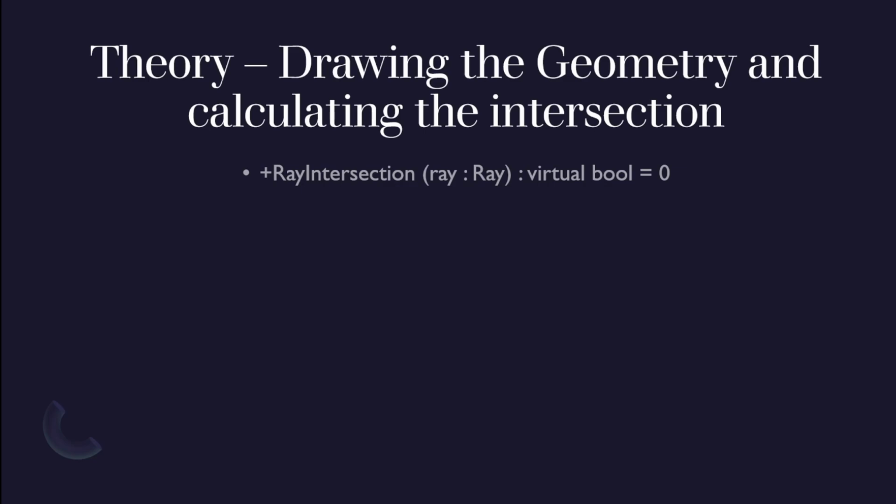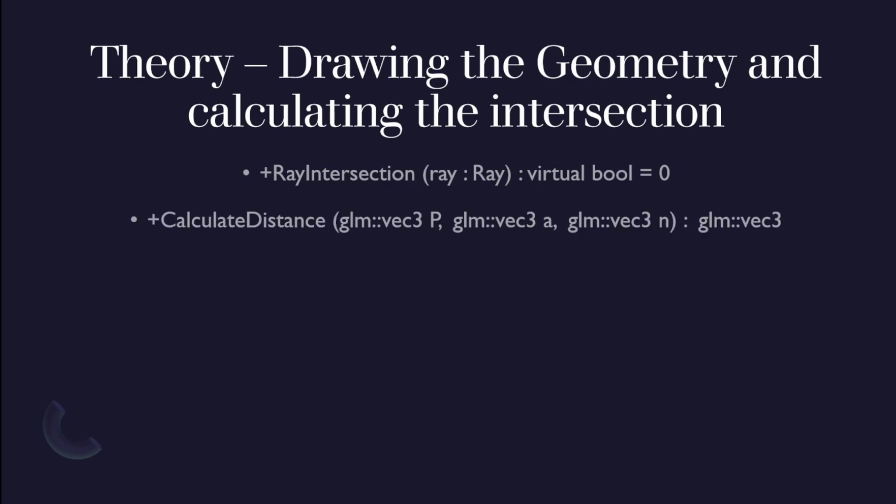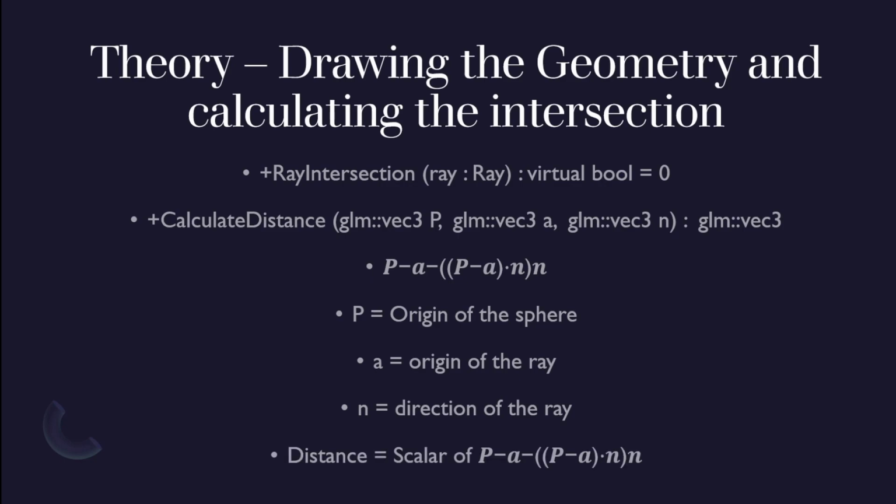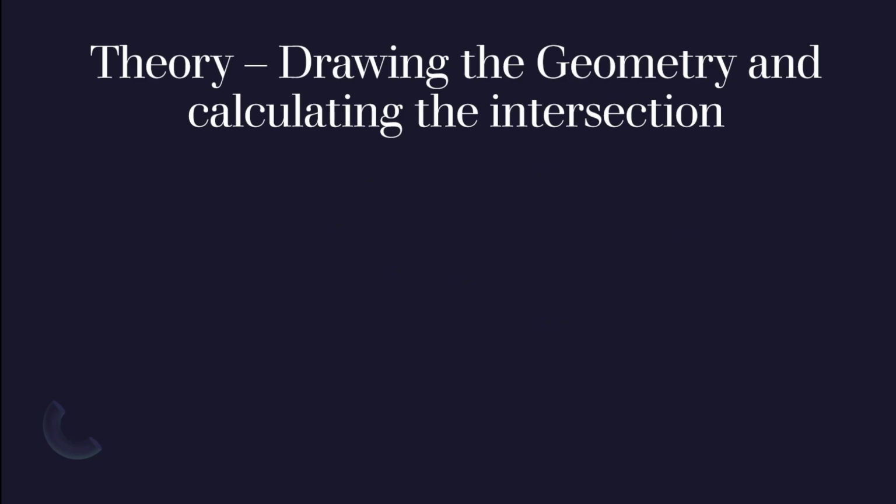The distance from the ray is then calculated using a function called calculateDistance, which has a return type of a GLM 3D vector. This function implements the distance calculation found in Euclidean mathematics, which is expressed as the following. The parameters used for this distance calculation are the origin of the sphere, origin of the ray, and the direction of the ray. The scalar value of distance from the closest point on the line to the center of the sphere is then obtained from this equation.